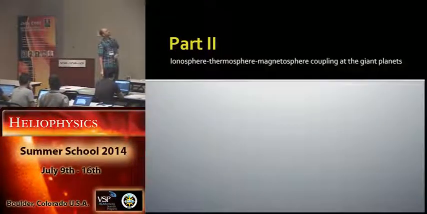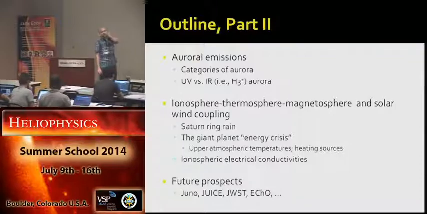All right, part two is going to focus more on the coupling between the atmosphere and the magnetosphere, and I want to go through that in a couple of different ways. First, let's look at what auroral emissions are present, and we're going to separate those into different categories of emission. In particular, the most common that you consider at the giant planets is the UV aurora versus the IR aurora. The IR aurora is primarily from H3+.